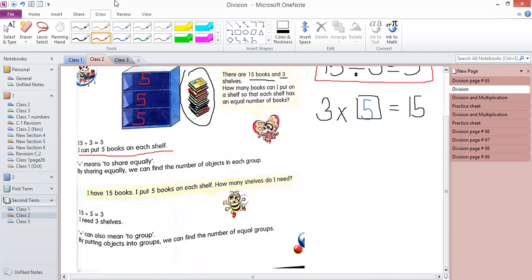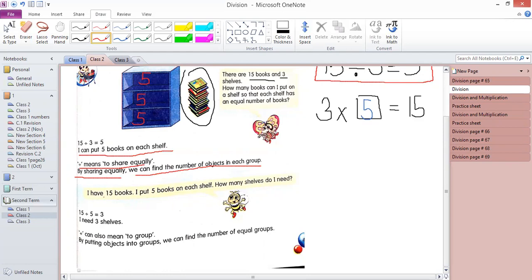Now I will read it further, guys. Divide means to share equally. By sharing equally, we can find the number of objects in each group. If you want to know how many objects are in one group after sharing equally, for that you can do division. Look, there is one more example, guys.